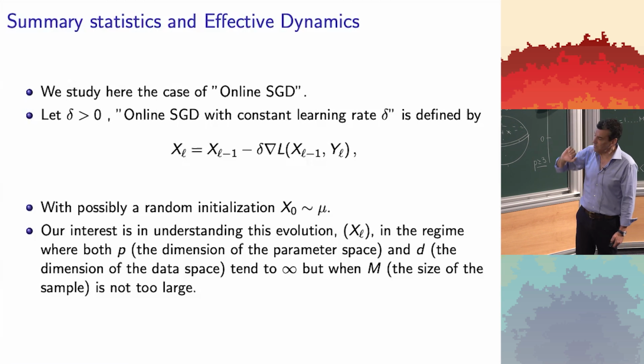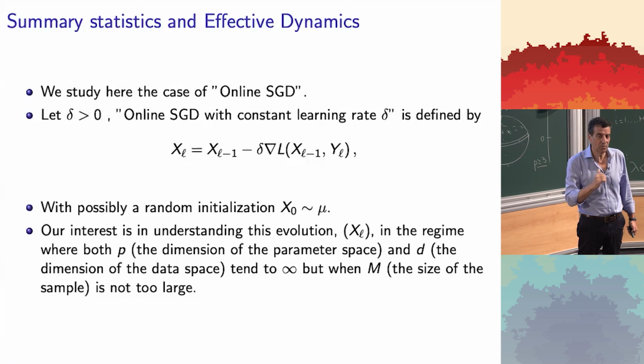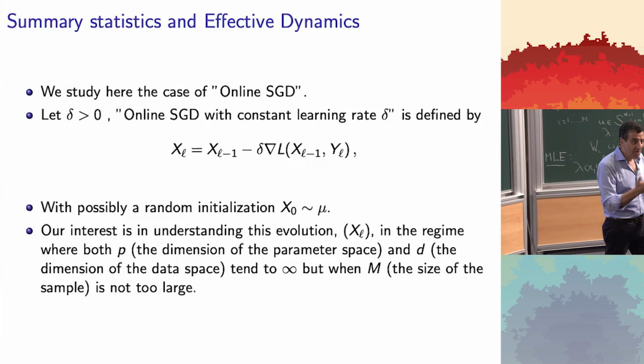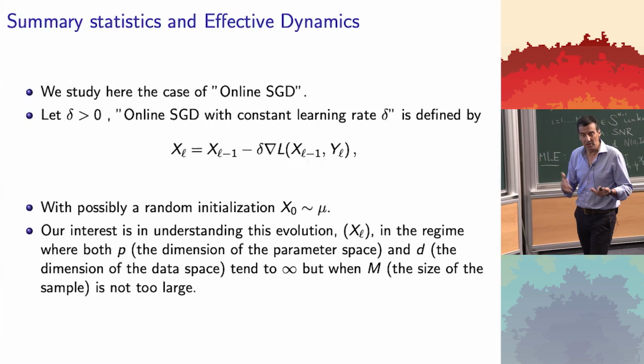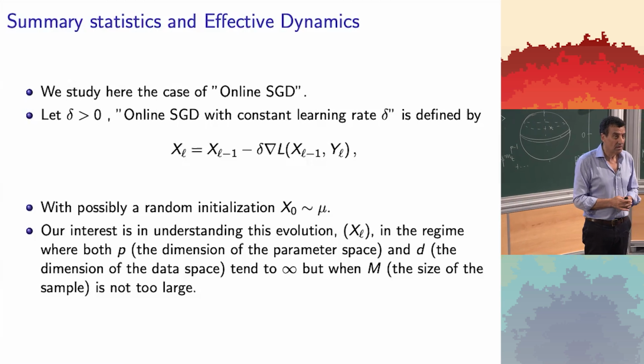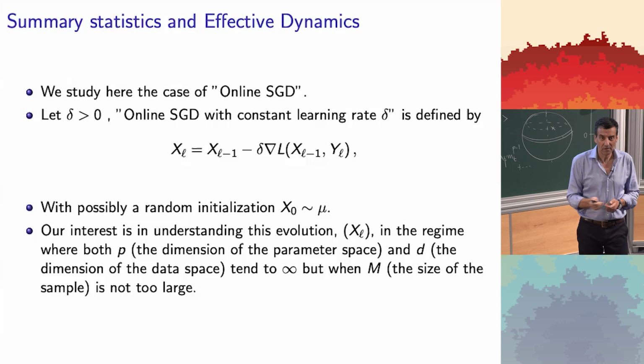But here we are in a regime where m is not too large. We want this to work with not that much data. Are we still in the regime where we see something like the gradient flow or not? Are we going down? Do we find the minimum? This type of question. All right? Are you with me? Okay, so let's move.